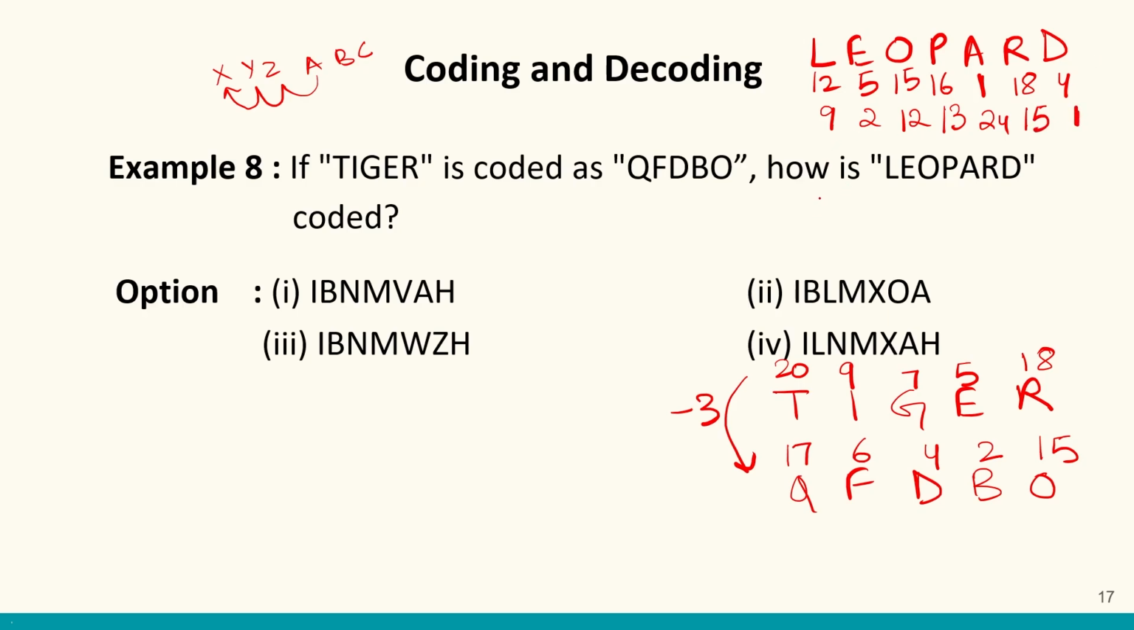So our answer will be: 9th position is I, B; 12th position is for L, M; 24th position is for X; 15th position is for O; and for first we have A. So our answer will be I, B, L, M, X, O, A, which is option number 2. So option number 2 will be your answer.